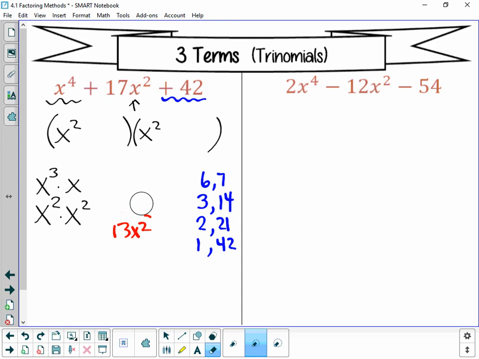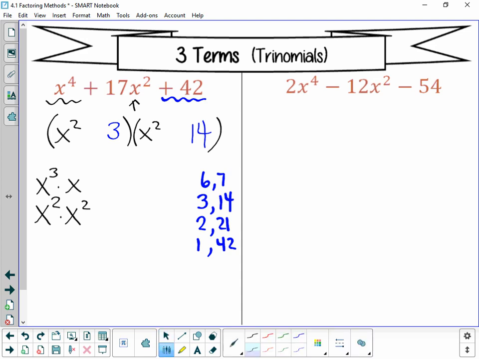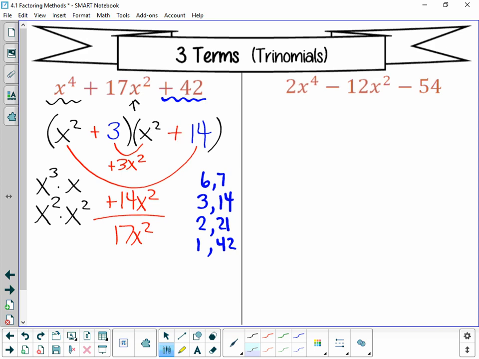Maybe we try that next one down, 3 and 14. Well, if we try that, what we have here is a 3x squared and a 14x squared, which certainly could add up to 17x squared. They both need to be positive. This is our complete factorization. Now, if you have those x squareds in your binomial, it does pay to pause for a minute and think about if you can factor one of those a little bit more, but neither 3 nor 14 are perfect squares, so that is finished factoring.